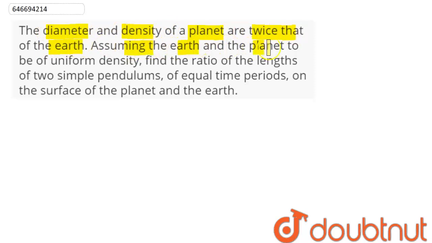Question is, the diameter and density of a planet are twice that of the Earth. Assuming the Earth and the planet to be of uniform density, find the ratio of the lengths of two simple pendulums of equal time periods on the surface of the planet and the Earth.